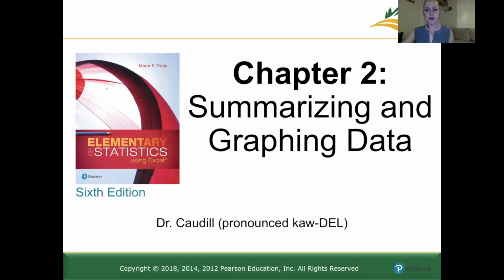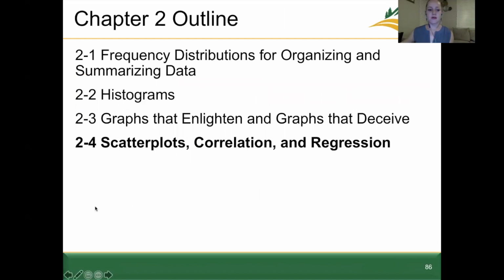Okay, so here we go for chapter 2, section 4. This is the last section of chapter 2. So in 2.4, we're going to cover scatter plots, correlations, and regressions.